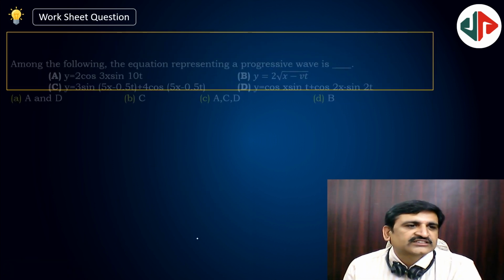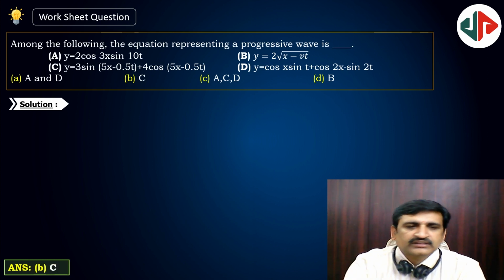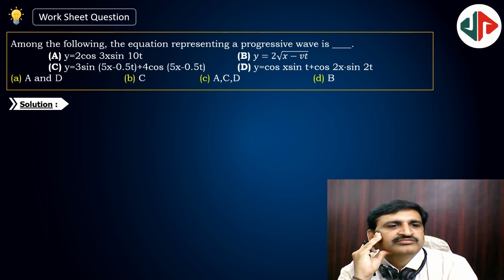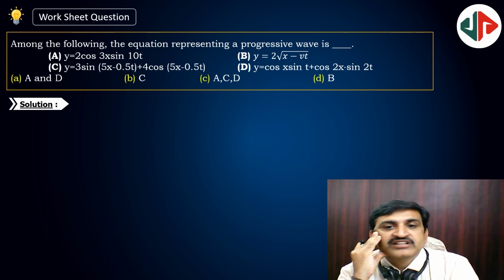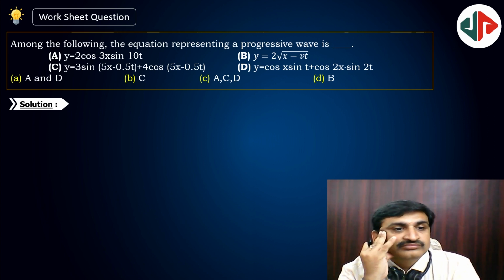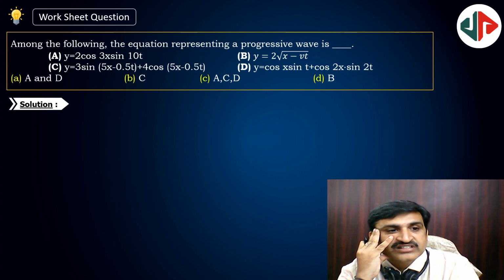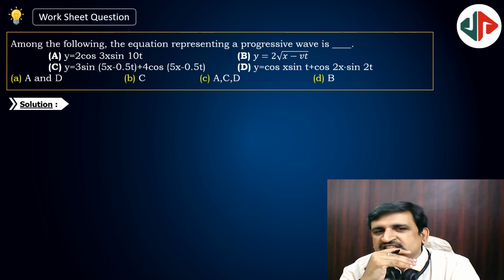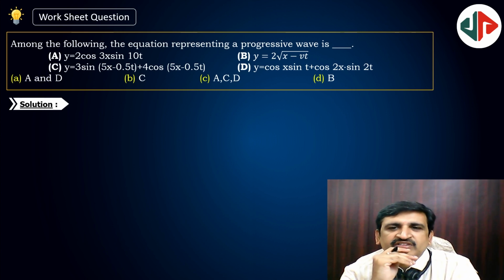So next. Among the following, which one represents the progressive wave equation? Where a sine function and a cos function both appear, that's a stationary wave equation, since sine and cos will come. The first one is a stationary wave equation. The second one is a progressive one, with x and vt. And the next one, sine plus cos, is also progressive.